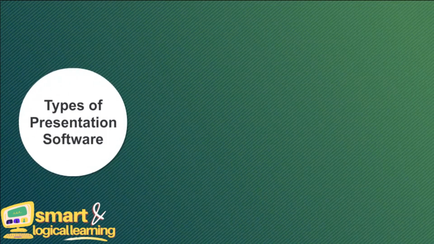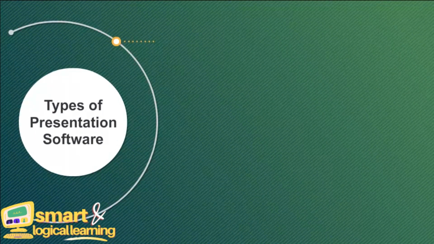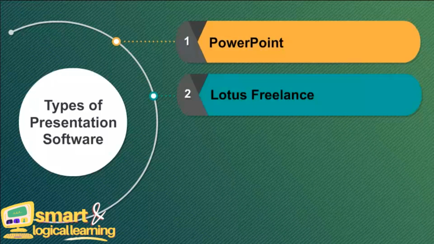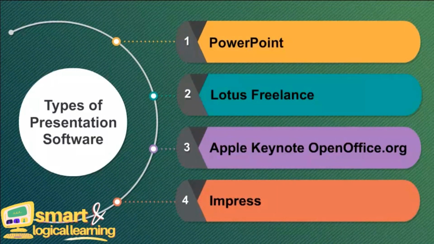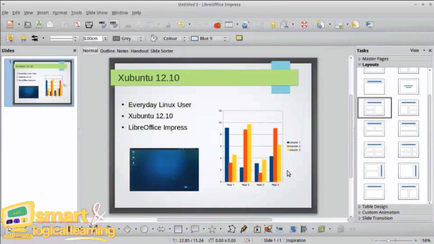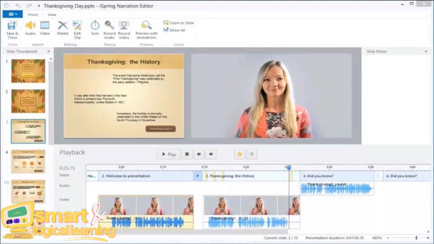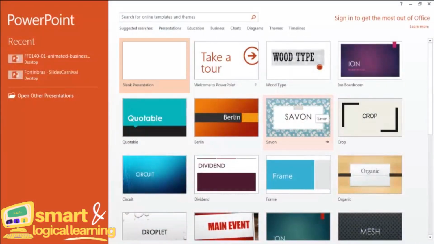Types of presentation software: PowerPoint, Lotus Freelance, Apple Keynote, OpenOffice.org Impress. These software helps us to create presentations that display text supported by images, animations, audios and videos. PowerPoint is one of the most widely used presentation software. It is easy to learn and use.